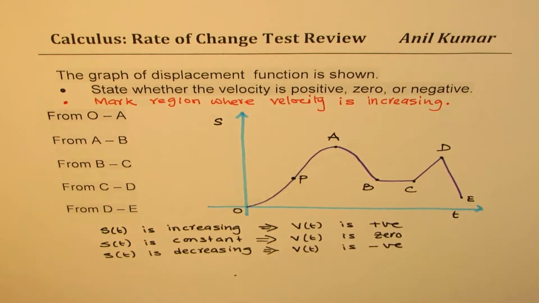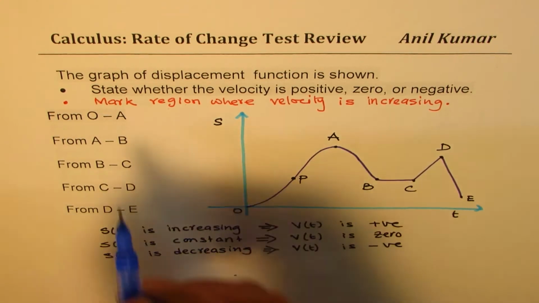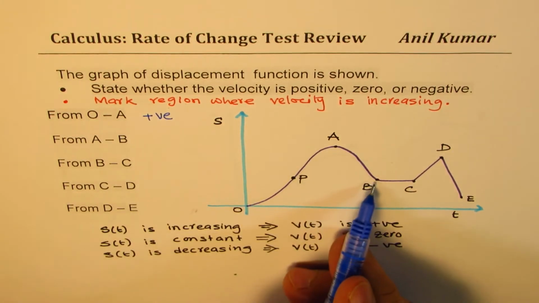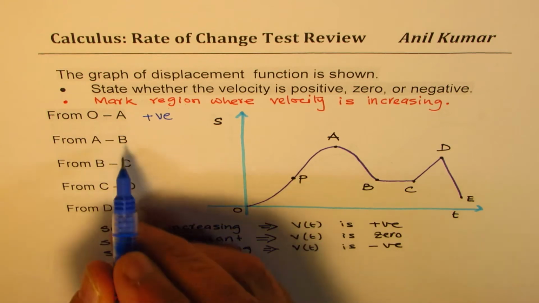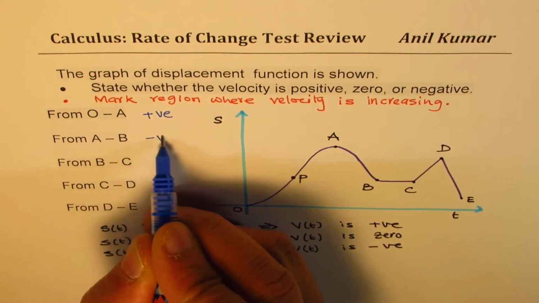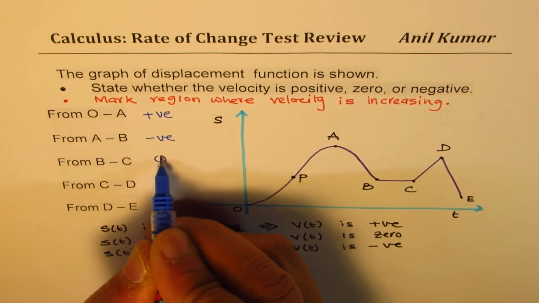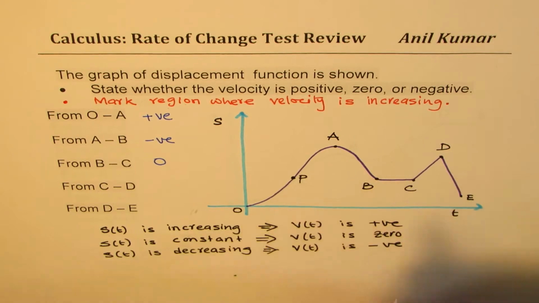So that is very easy to answer. We could answer all these questions. So when is it positive? So from 0 to A, it is positive, right? So I'm writing positive here. From A to B, distance which is shown on the y-axis is decreasing, right? So here it is negative. From B to C, it is constant, so I'll write 0 here. C to D, it is increasing.